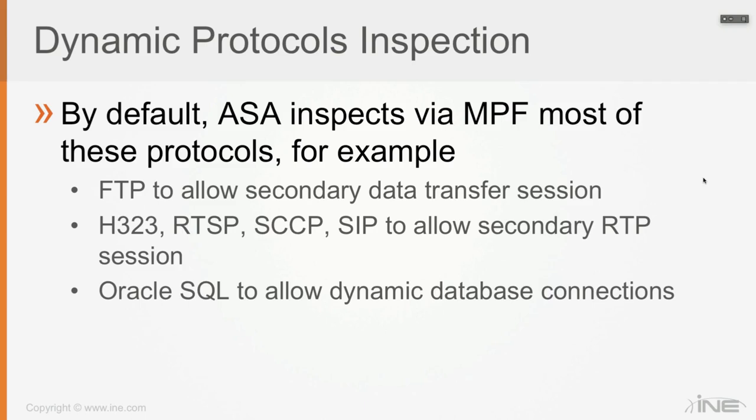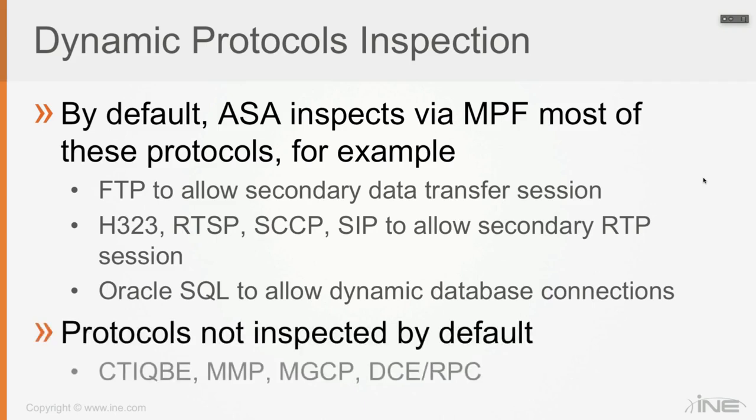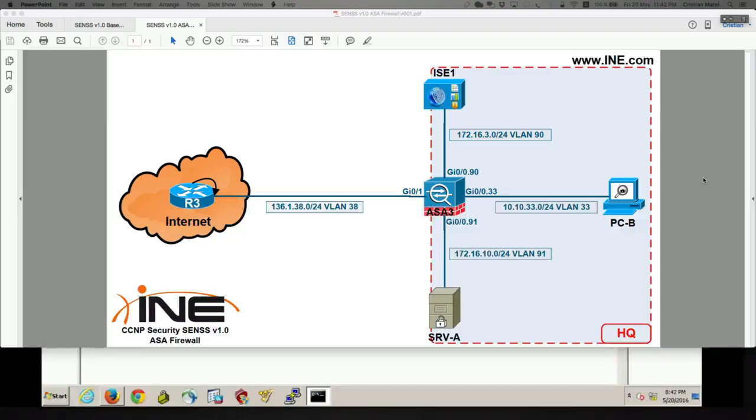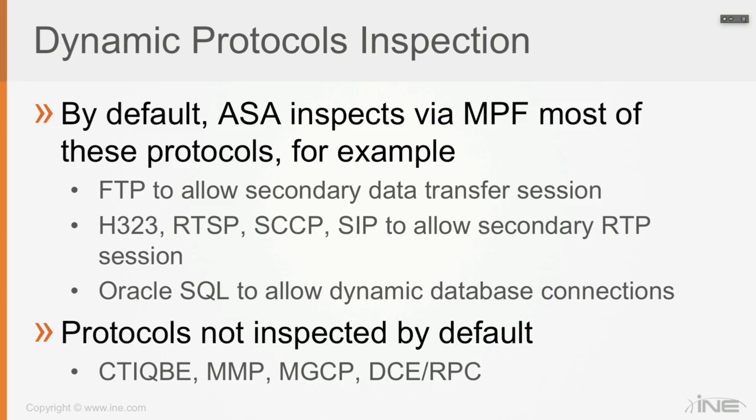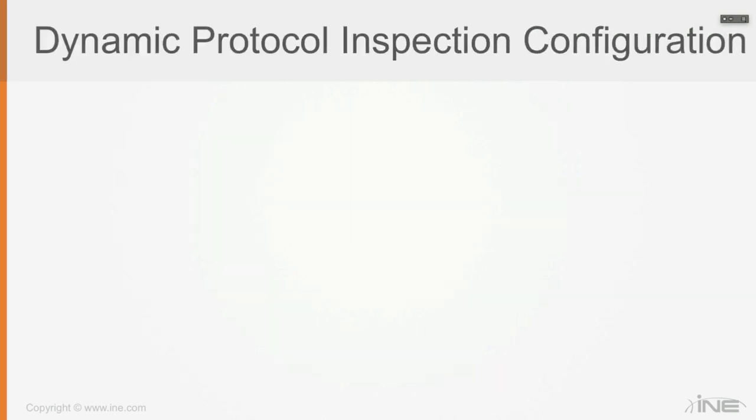Some protocols which are not inspected by default, and they also have secondary sessions, are CTIQBE, MMP, MGCP, and DCE RPC. So those protocols have secondary sessions, and those are not inspected by default. So if you have those protocols, that kind of traffic flowing through the ASA, you have to enable the inspection for those protocols.